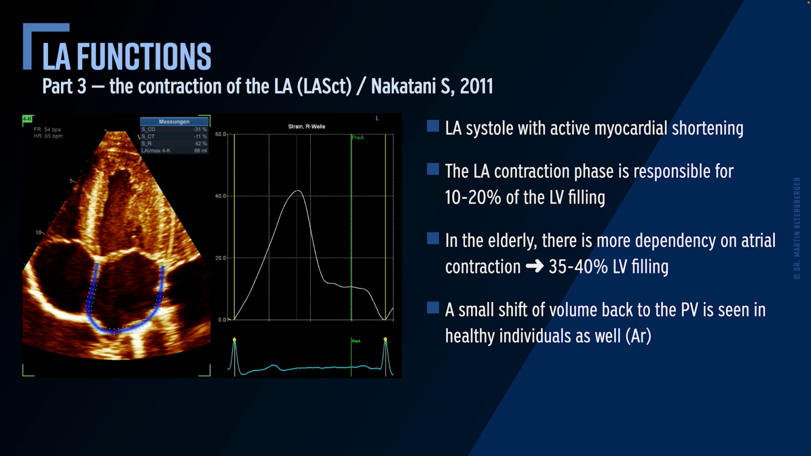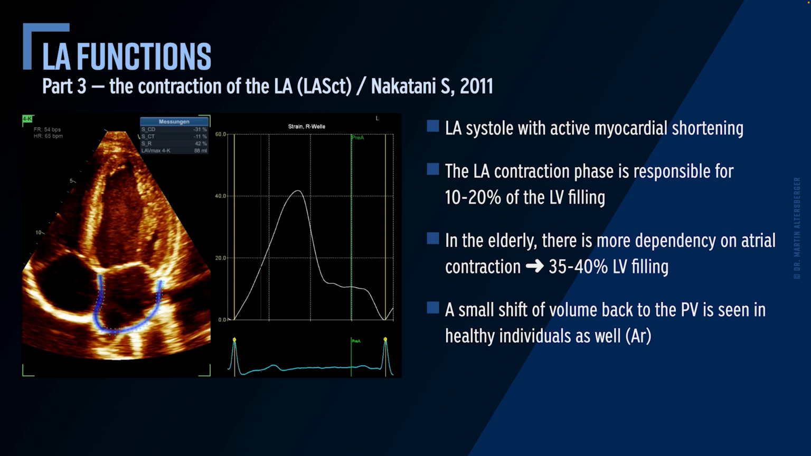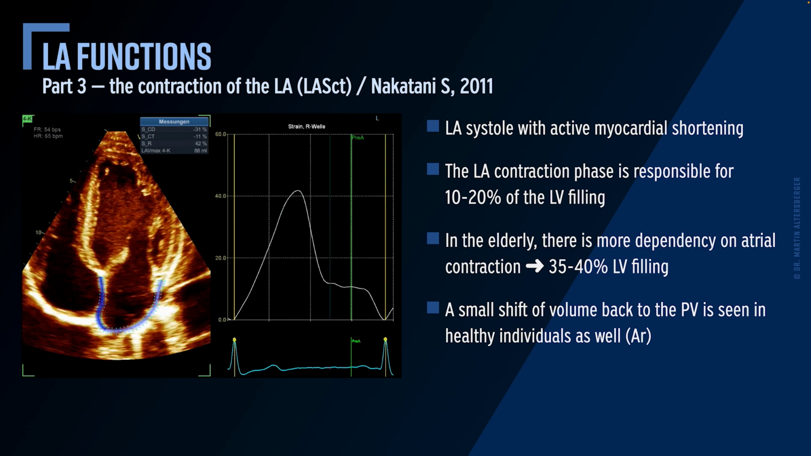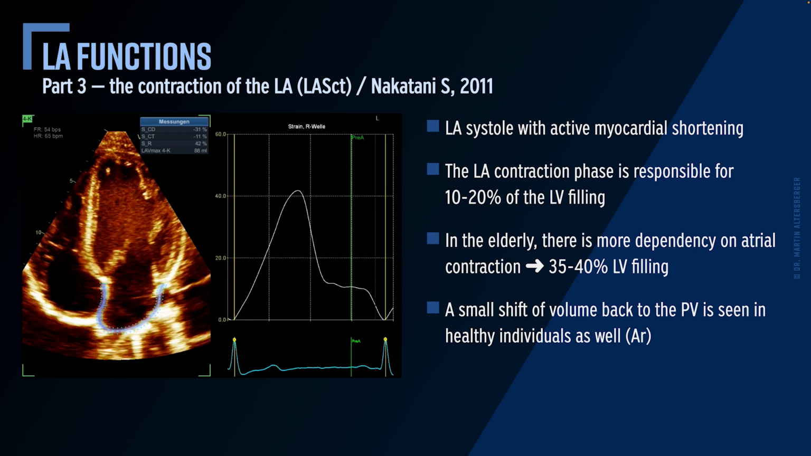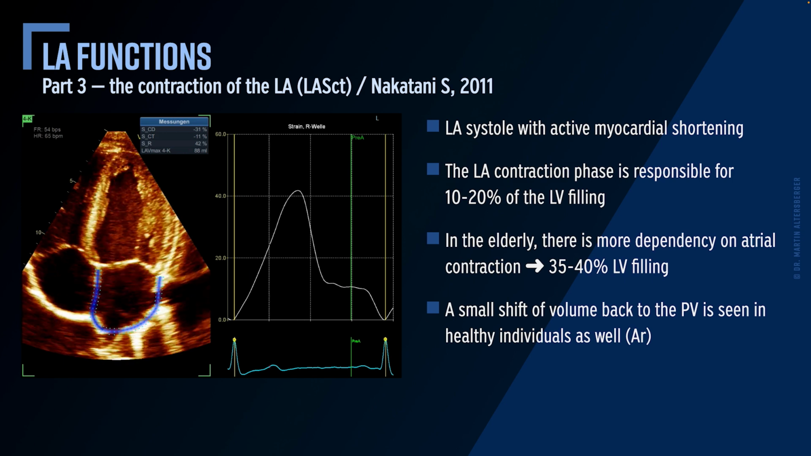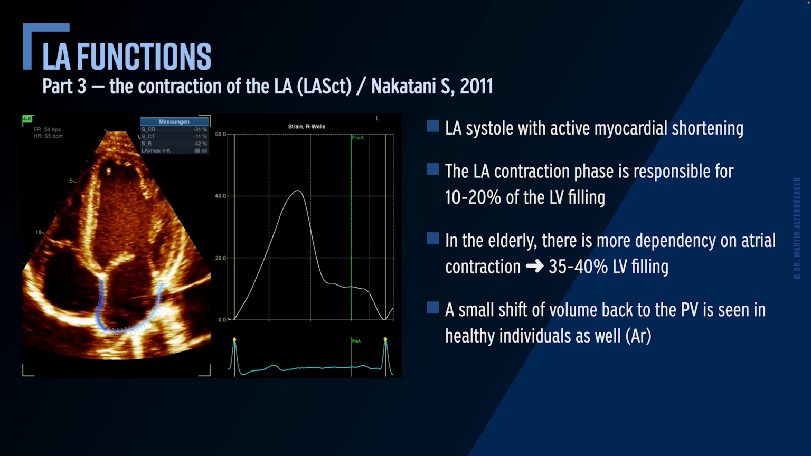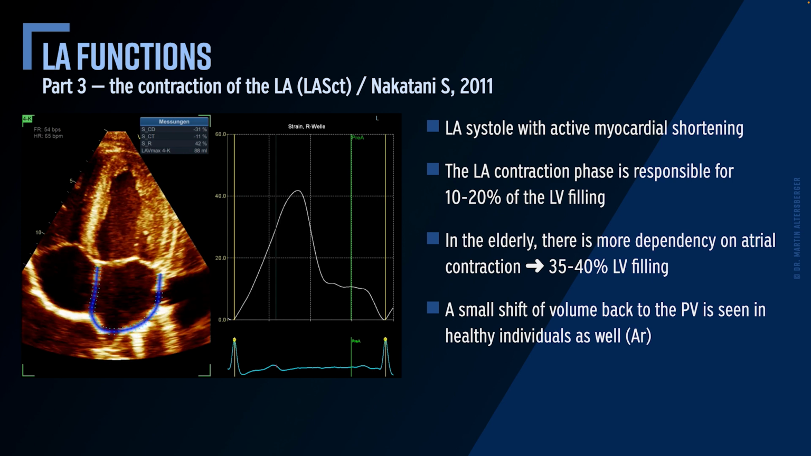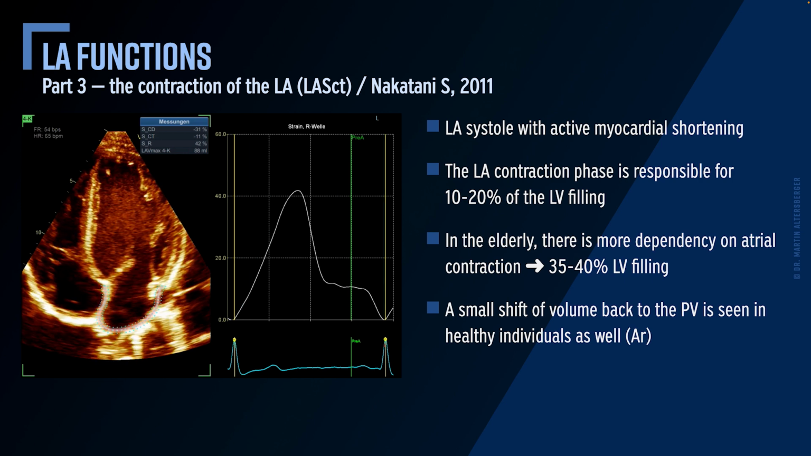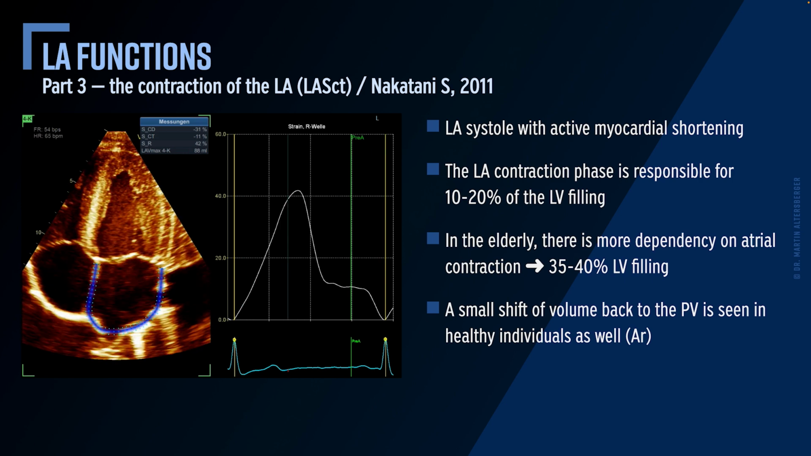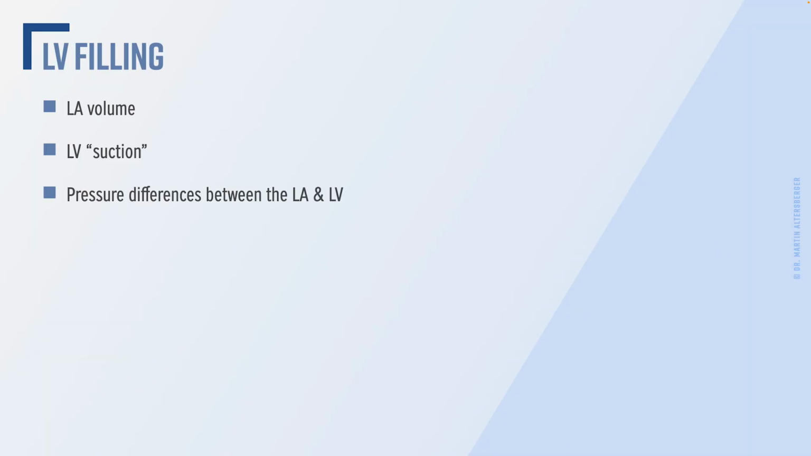And this contraction phase is responsible, we said it, for 10 to 20% of left ventricular filling. So the LA systole is an active action of myocardial shortening. In the elderly, they are more dependent on this phase. So in the elderly, the atrial contraction comes to 35 to 40% of left ventricular filling. A small shift, we said that already, is seen backwards into the pulmonary veins in healthy individuals as well. This is the AR phase. In the case of elevated filling pressures, the AR becomes more prominent and also measurable.